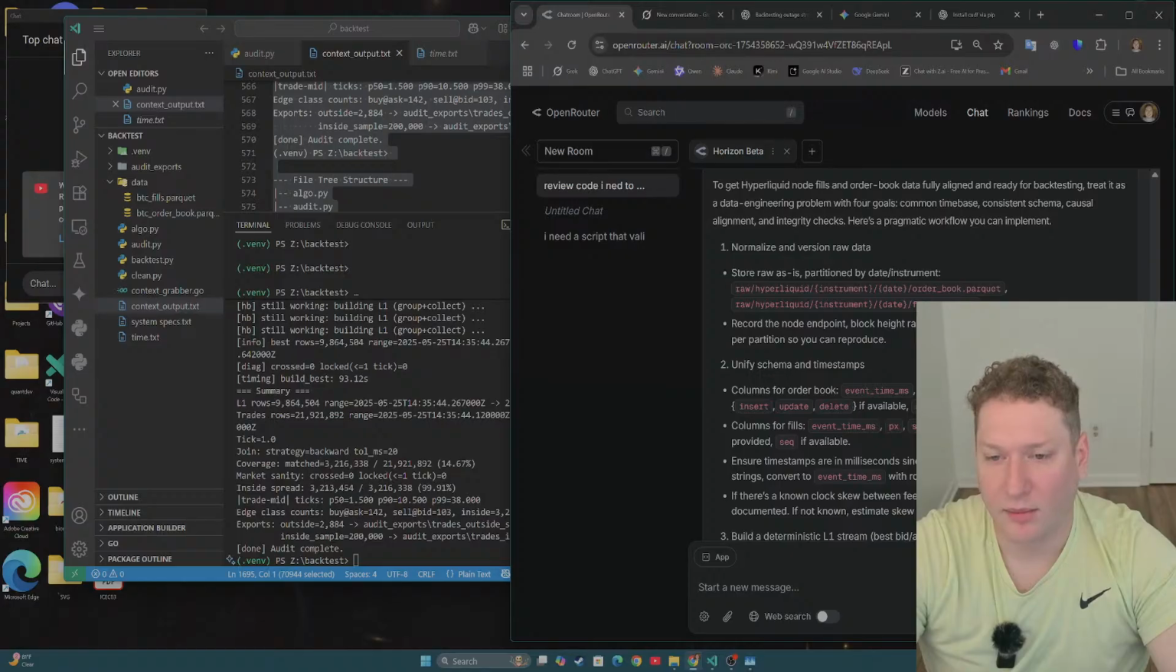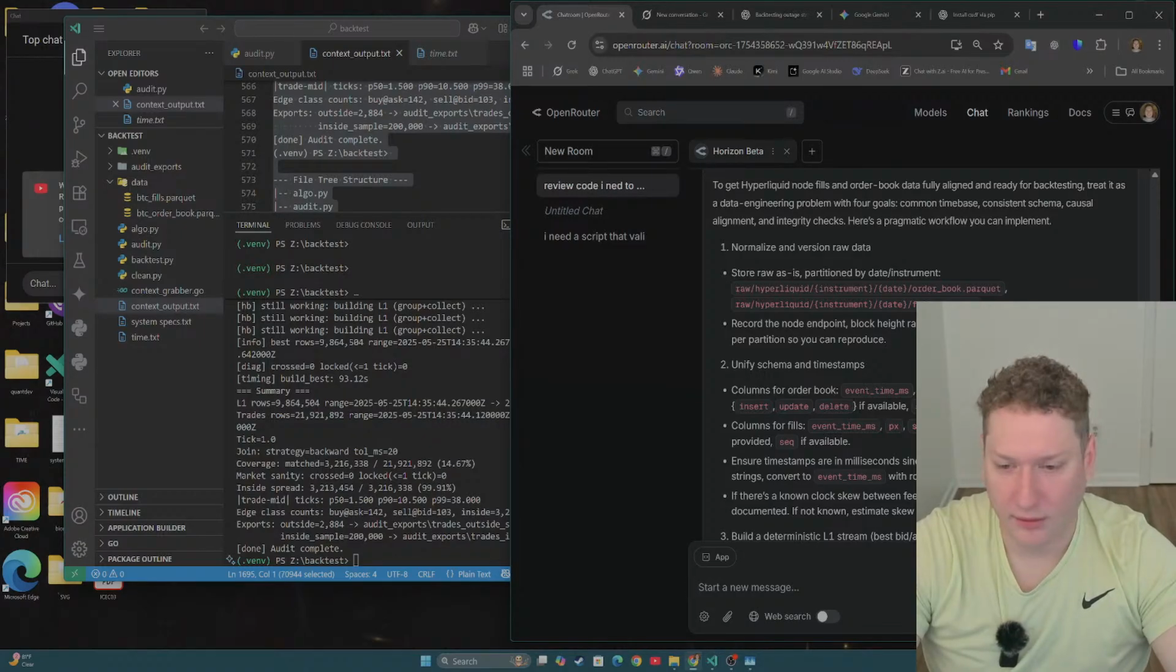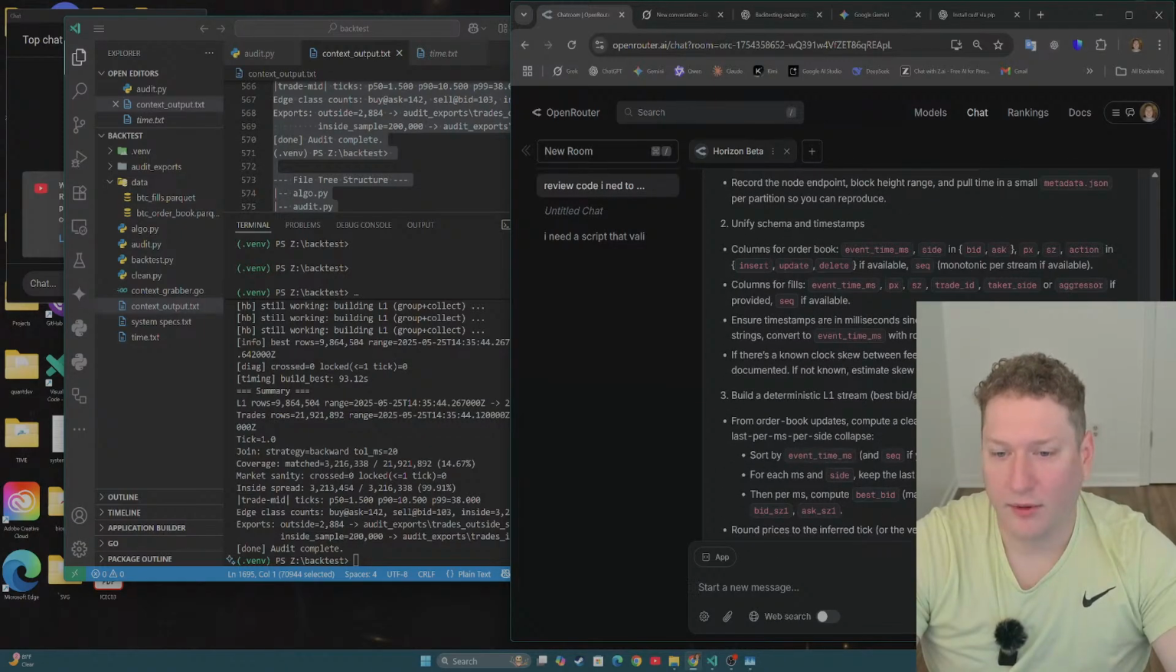Oh, now it's really thinking about, yeah, I have that, record the node endpoint. So, yeah, we've already done all of that.